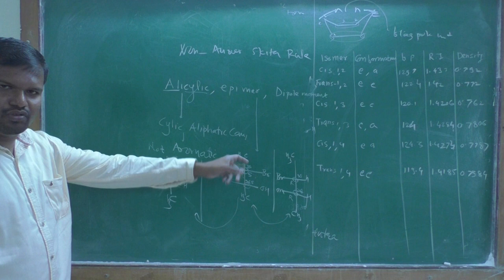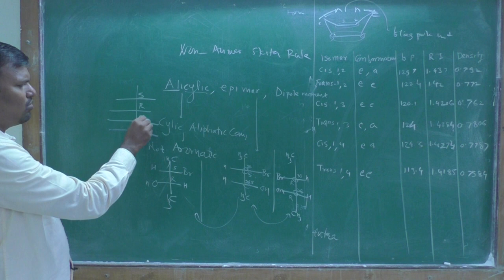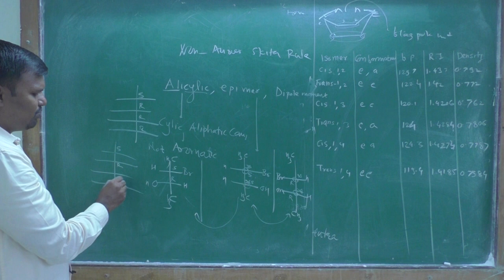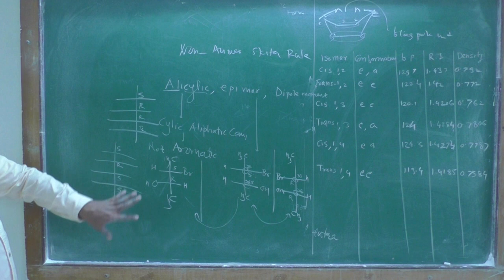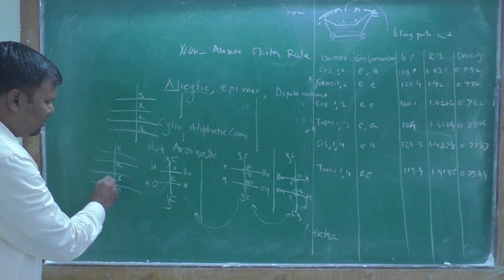Okay, another example: there is a compound with S configuration, R configuration, and R configuration. The second compound is the same, but there is S configuration, then R configuration, then S configuration. These two are diastereoisomers, because the compound is the same but the configuration is changed somewhere. Two configurations are the same, but these two are changed, or it is also changed here. Anywhere, the compounds are the same.